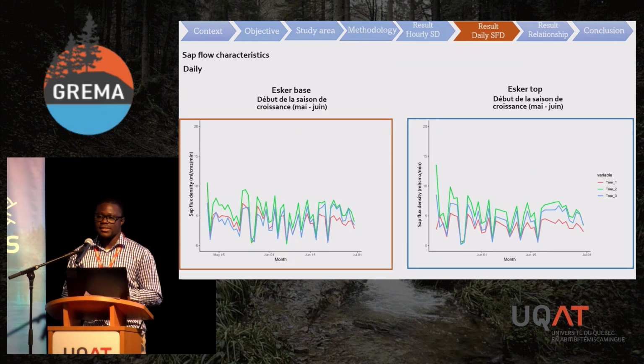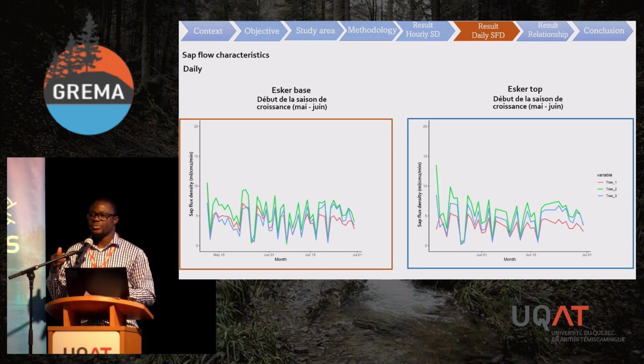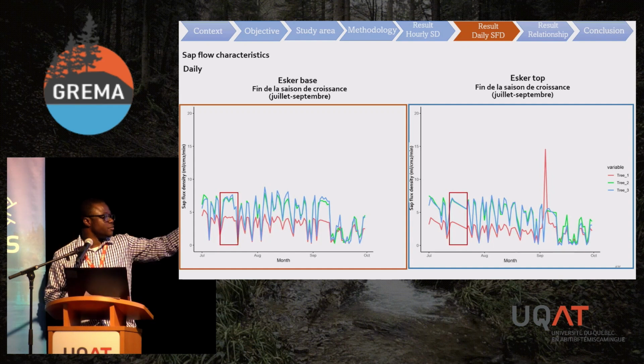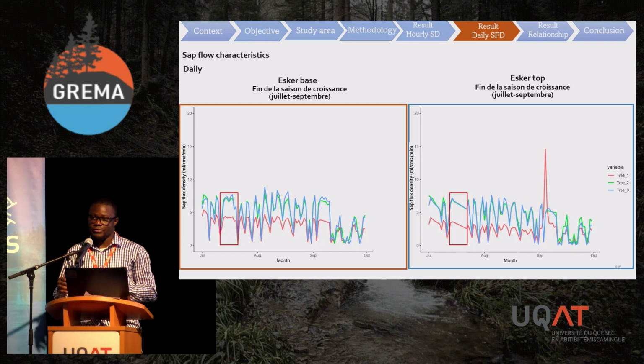Not only that, when we look at the sap flow characteristics on a daily basis during the growing season, we can see that the top of the esker and the base of the esker during the early growing season have almost similar patterns in the movement of the sap flux density. Comparing it now during the late growing season, which is between July and September, we see a difference between the esker at the base and at the top towards the middle of the growing season. Where the red box is, there's a slight decline at the top of the esker compared to the base of the esker.